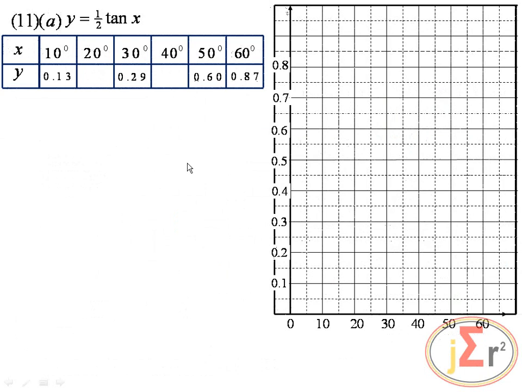We have a table right here that needs to be completed. We are going to complete it on the principle that y is equal to a half of tan x. So y is equal to a half of tan x.